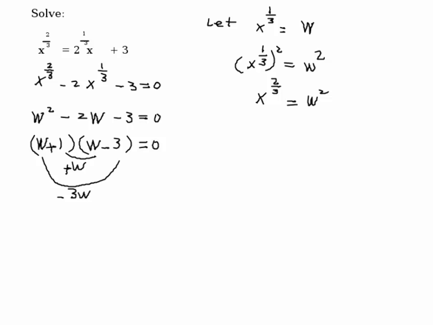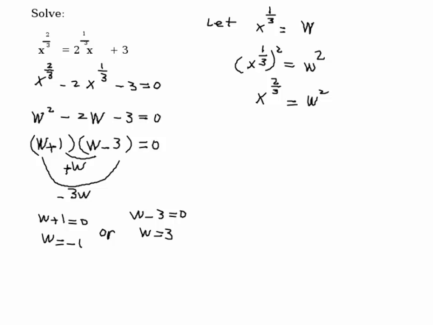Here, how you factor, make sure you check the last two terms. Plus 1 and minus 3 must be a product of this term here, which is negative 3, which we do have. So we get w plus 1 is equal to 0, so w would be equal to negative 1. That's one solution. Or w minus 3 is equal to 0, so w is equal to 3. That's another solution. Again, we're not solving for w, we're solving for x.